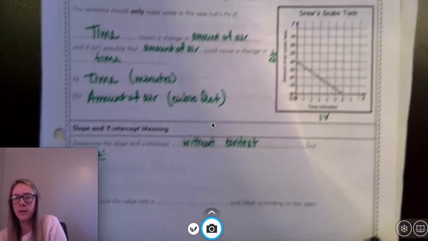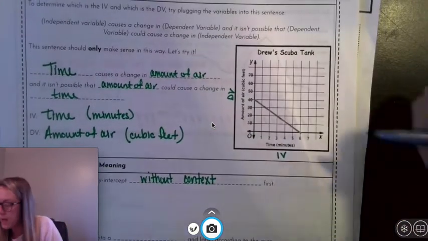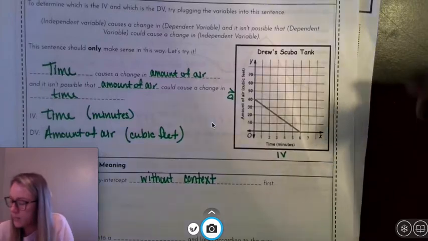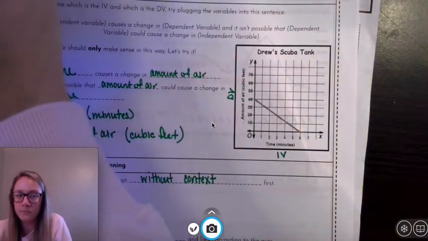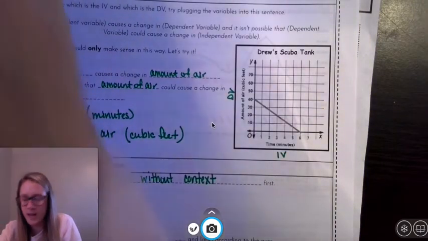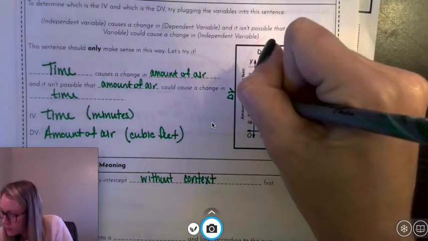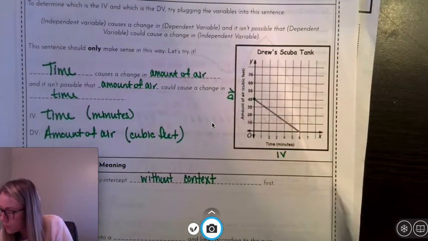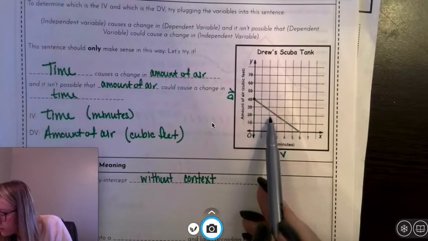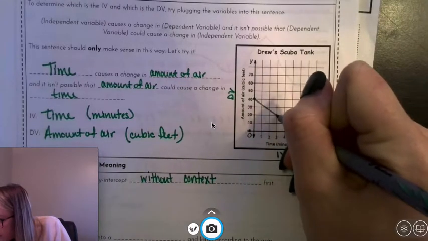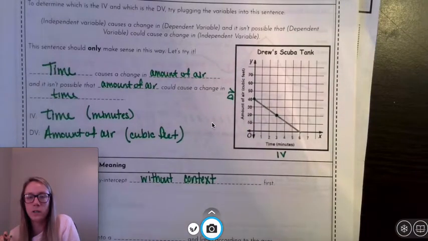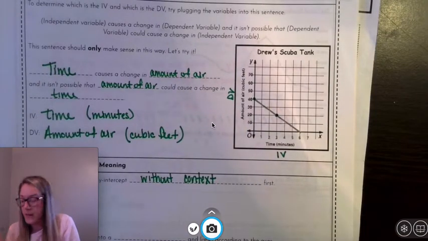So looking at my graph, I want 2 points that are on nice corners. So I'm going to use this point right here that's on a nice corner. And then the next one looks to be maybe like here. I think those work. So I'm going to count my rise and I'm going to count my run.